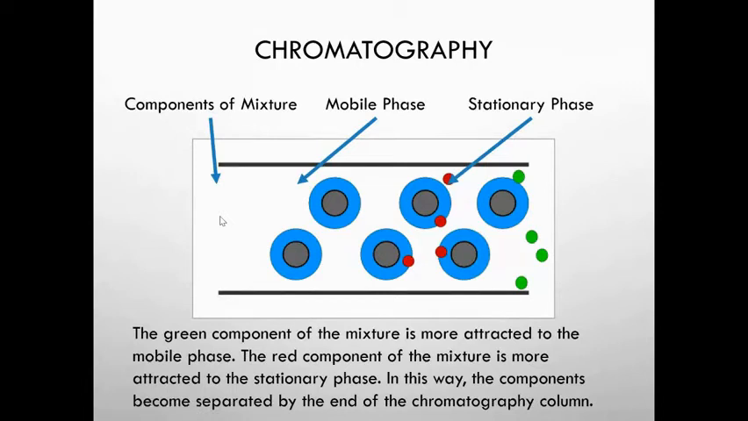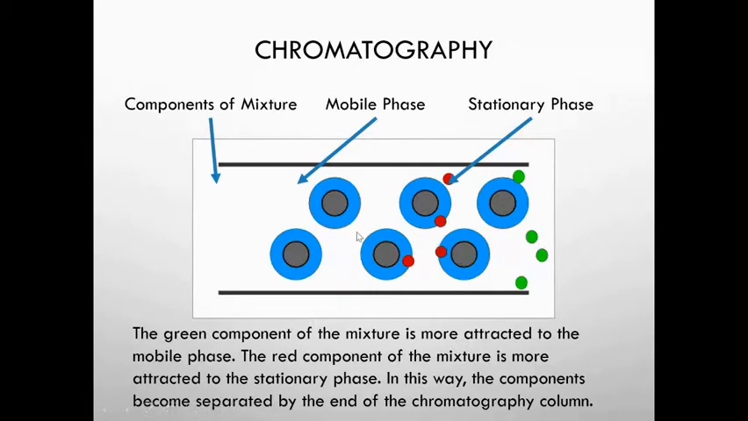The mobile phase, you can't see it in this animation, is a liquid or gas that moves through the animation from left to right. The black represents a tube or the solid that the mobile phase is moving through. And then the blue-black dots represent the stationary phase. They are just the large particles that the green and red mixture have to pass through.